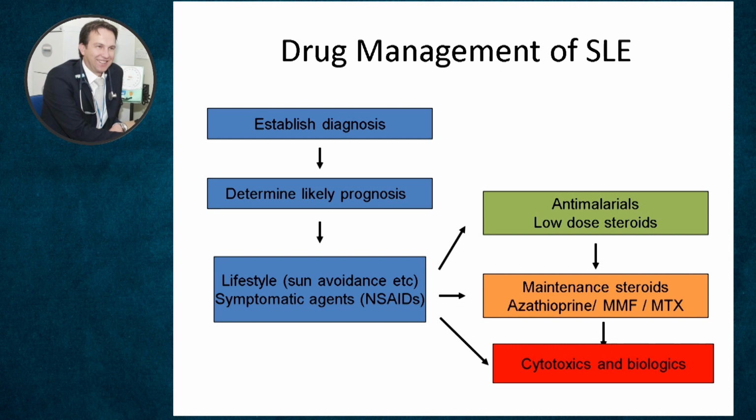Almost everybody needs some form of treatment, and that is dictated by organ involvement and disease activity. So patients may evolve through antimalarials and low-dose steroids through immunosuppression towards cytotoxics and biologics, but at any point might skip a step and go straight to that.